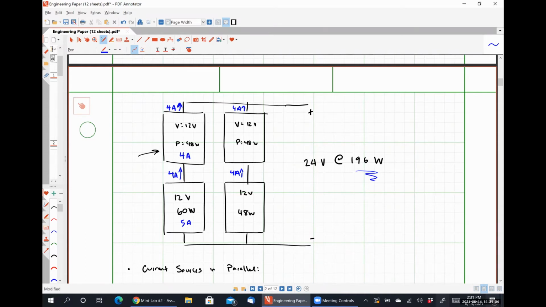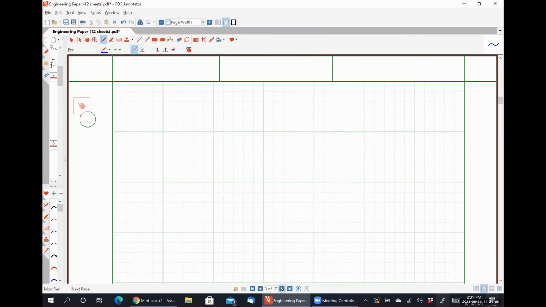All right, so our next topic, and it's 2 topics really, is current. Oh, actually, let's work an example problem. So let's say that we have the following circuit.